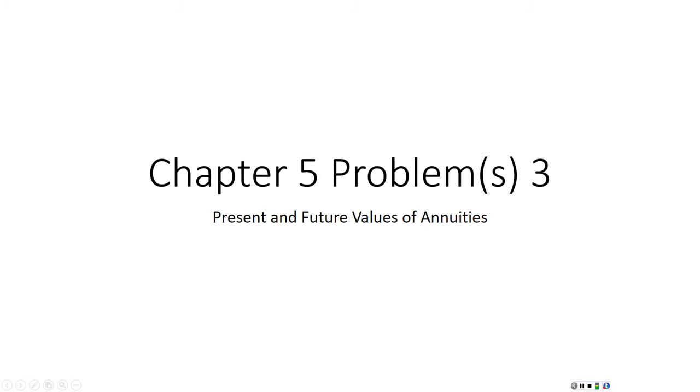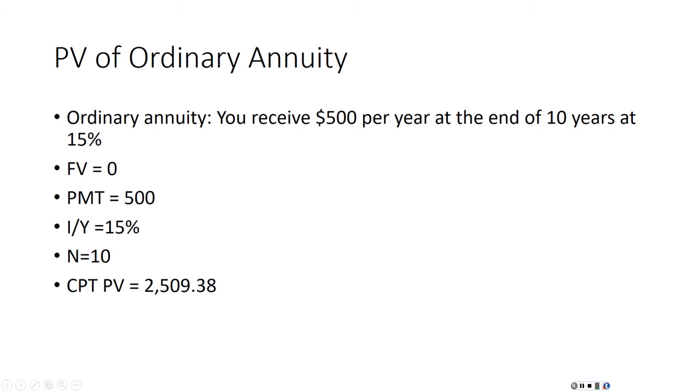This is Chapter 5, Problem Set 3, Present and Future Value of Annuities. The present value of an ordinary annuity. You receive $500 per year at the end of each year for 10 years, and the appropriate interest rate is 15%. What is the present value?